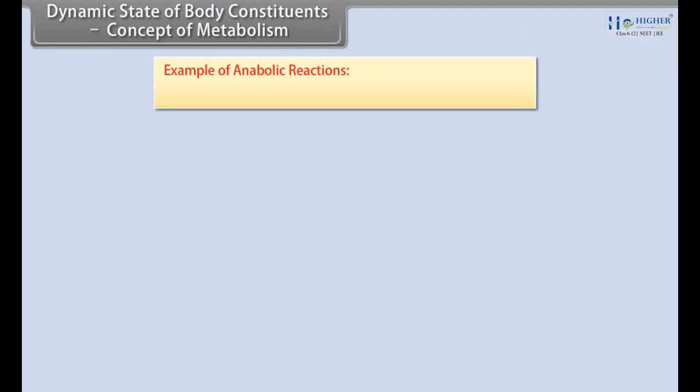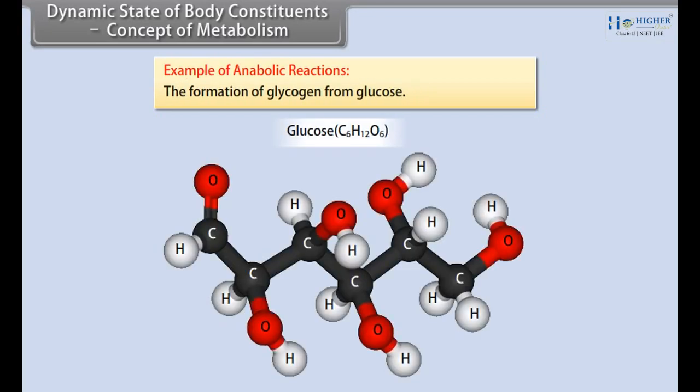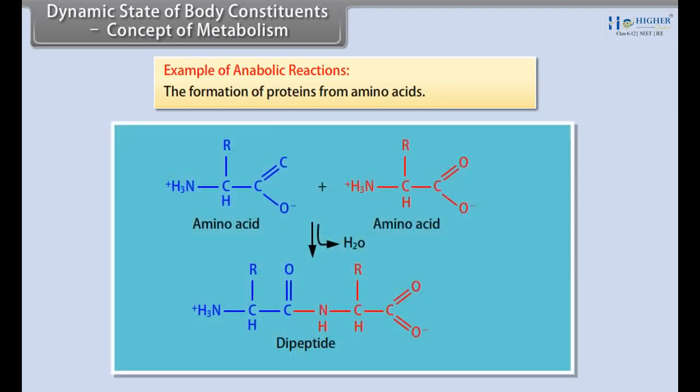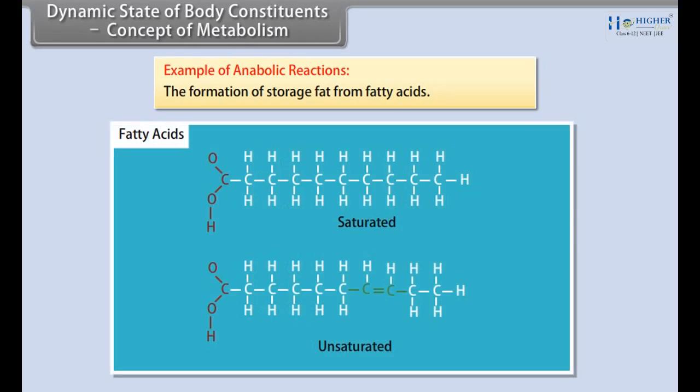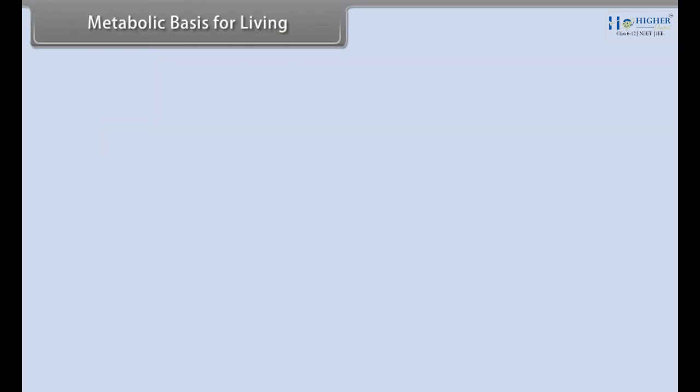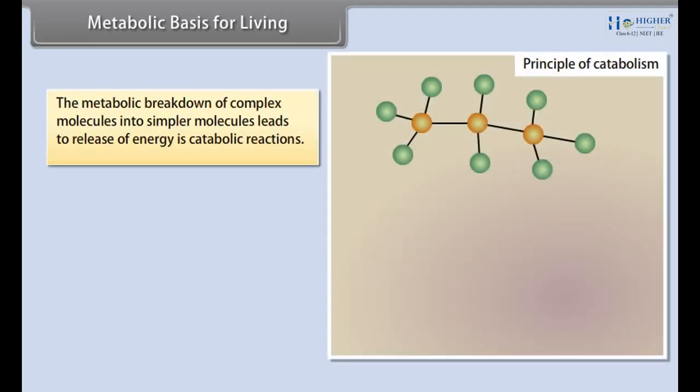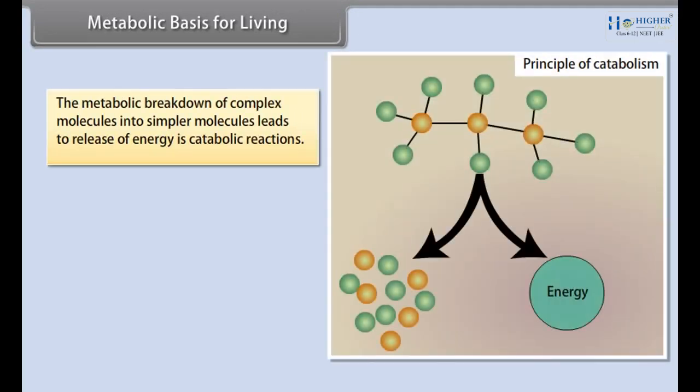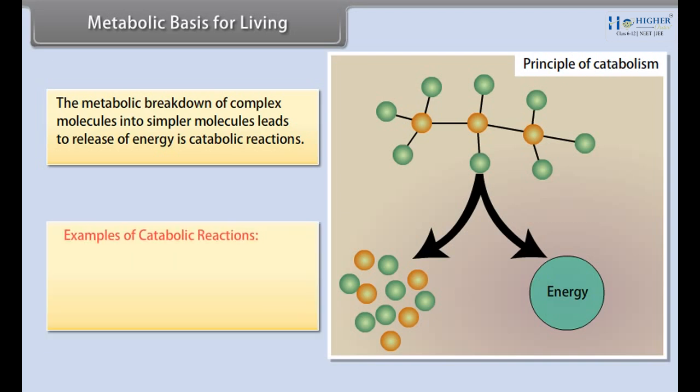Examples of anabolic reactions. The formation of glycogen from glucose. The formation of proteins from amino acids. The formation of storage fat from fatty acids. Metabolic basis for living. The metabolic breakdown of complex molecules into simpler molecules leads to release of energy and is called catabolic reactions. Examples of catabolic reactions.